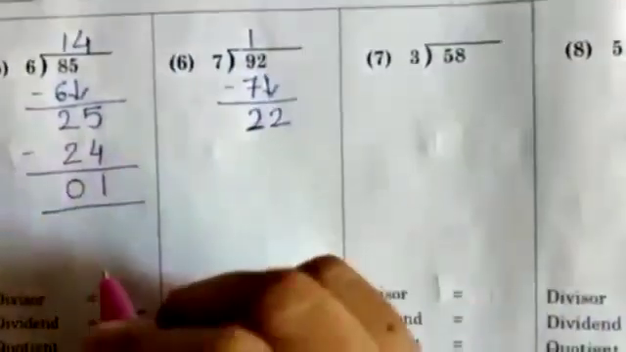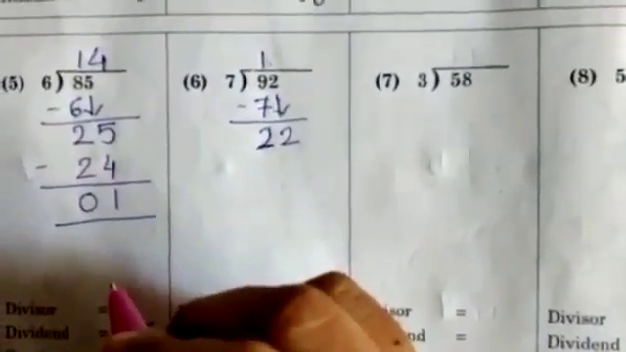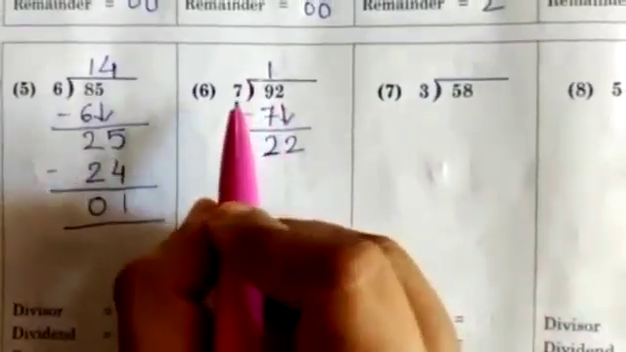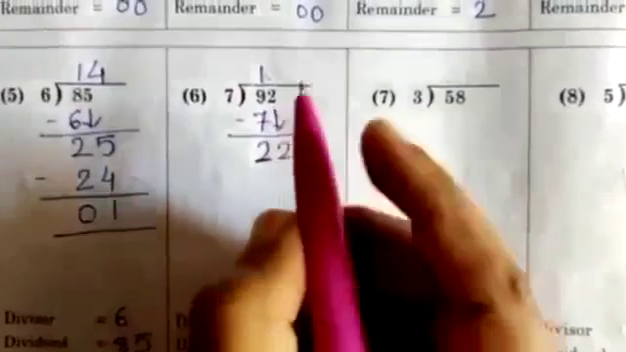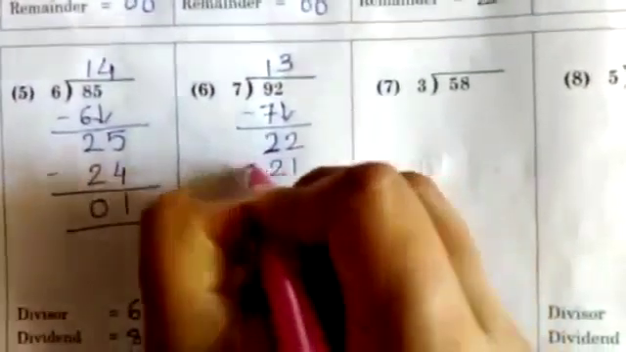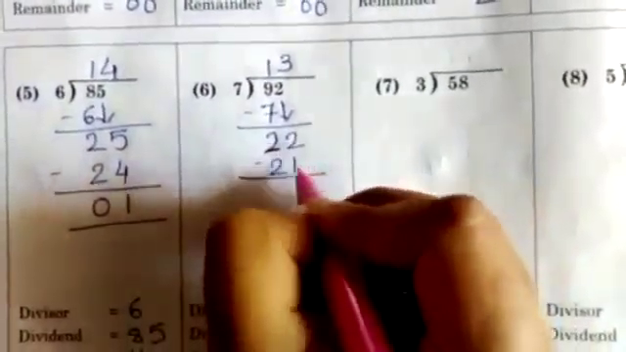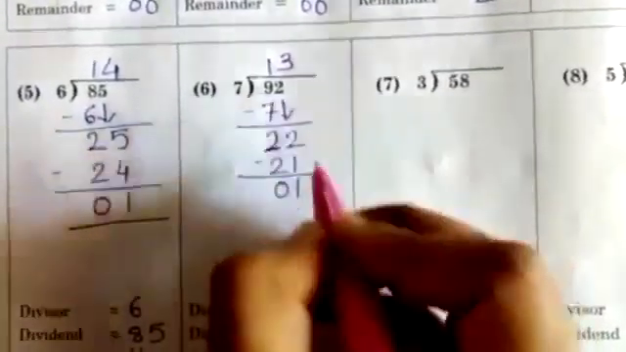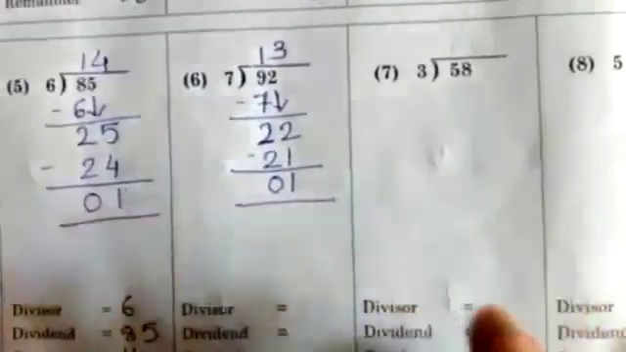So 22 is coming in 7's table? No. So we have to see the number which is coming in 7's table and which is smaller than 22. 7 ones are 7, 7 twos are 14, 7 threes are 21. Okay, so 2 minus 1 it is 1, 2 minus 2 it is 0. So there is no other number, so 1 is the final answer.